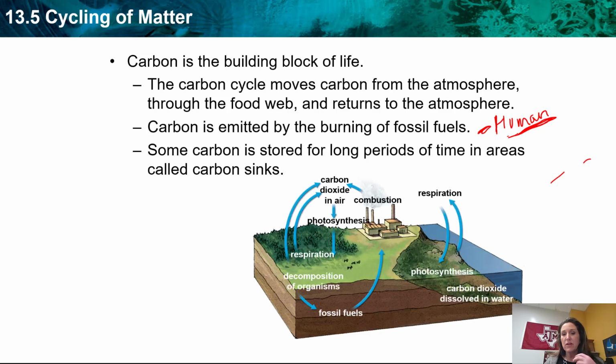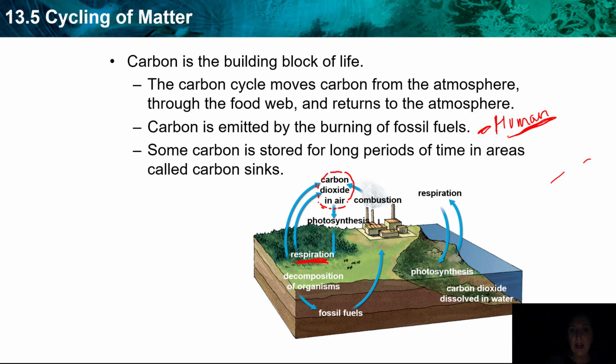Okay, so here's your carbon cycle. And as you can see, it's a little more in depth. Okay, so let's start here with the carbon dioxide in the air. So there's carbon dioxide in the air because we breathe it out. Plants breathe it out, right? So it's in the air. When organisms decompose, that is then also releasing some carbon into the air. And then combustion, this is our fossil fuels right here. Those are all ways in which we get carbon dioxide in the air.